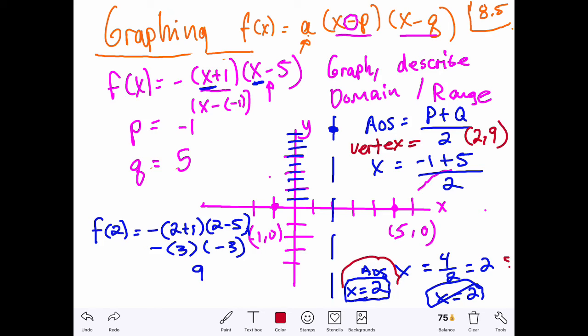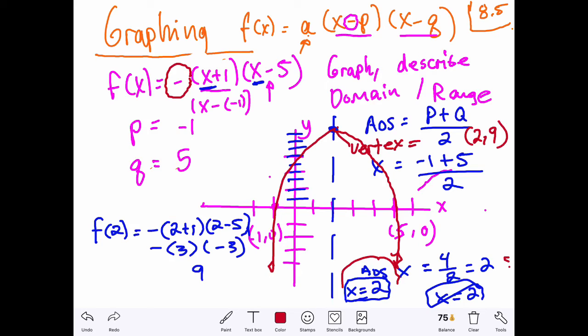Okay, and then now it's just a matter of connect the dots. Okay, so now our parabola, notice it opens downward because we have a what kind of a coefficient? Well, a negative. Really, it's a -1 out front here, right? Okay, so that's what's causing it to open downwards instead of upwards.